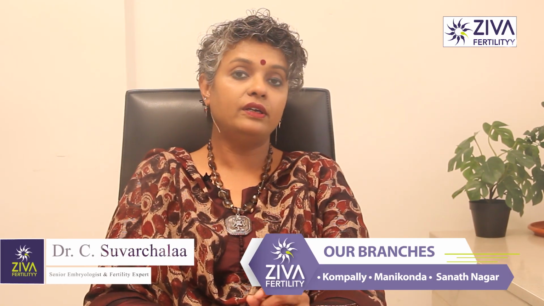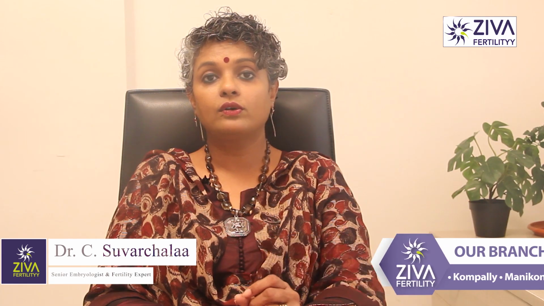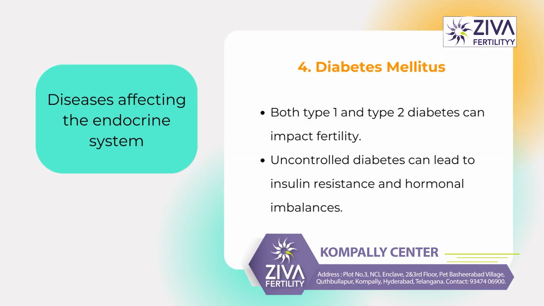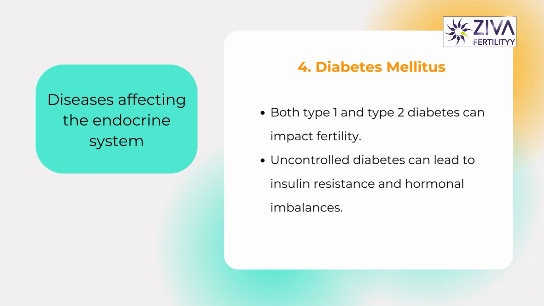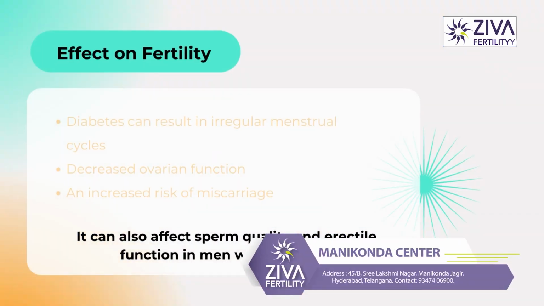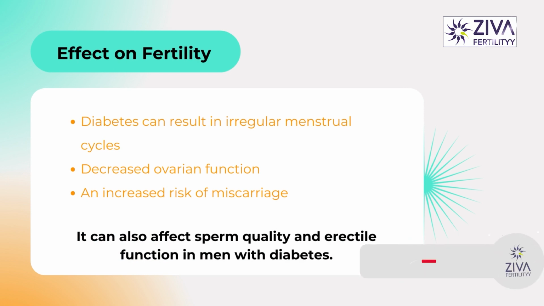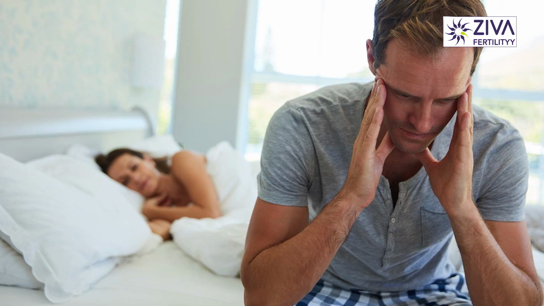The most important endocrine disease that we should talk about is diabetes mellitus. Both type 1 and type 2 diabetes can impact fertility. Uncontrolled diabetes can lead to insulin resistance and hormonal imbalances. Diabetes can result in irregular periods, decreased ovarian function, and an increased risk of miscarriage. It can also affect sperm quality and erectile function in men with diabetes.